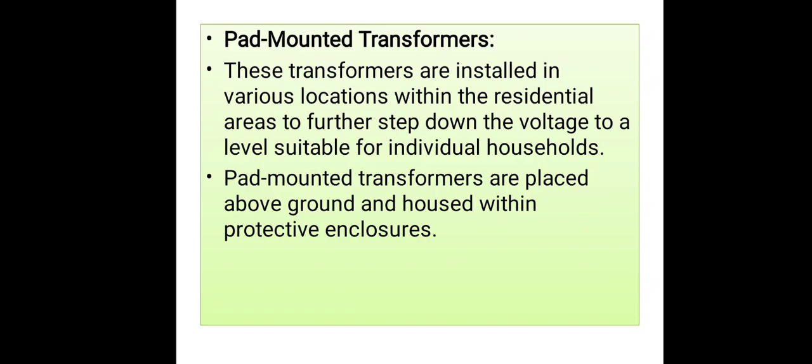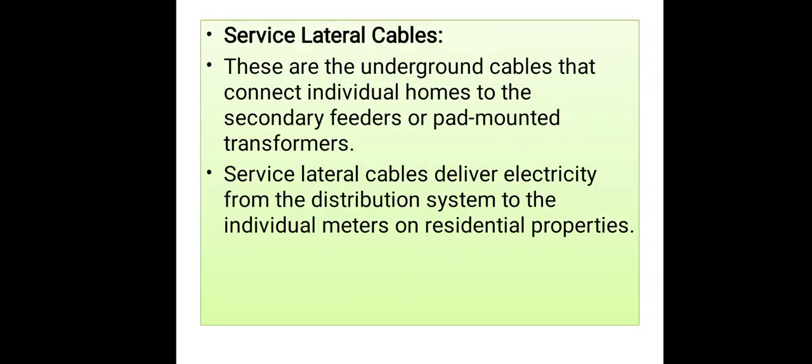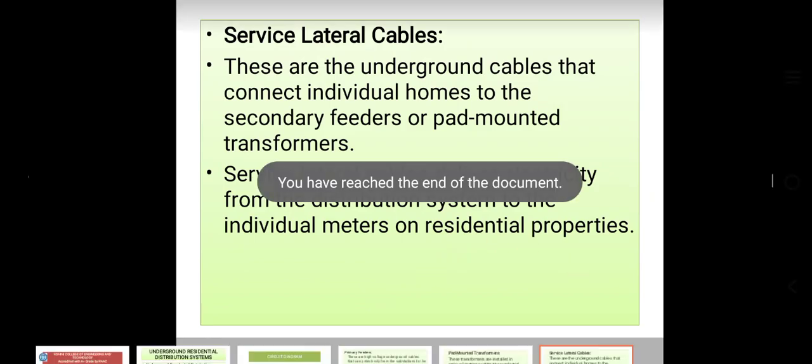Next, the pad mount transformer is placed above the ground near the house within a protective enclosure. The service lateral cable is an underground cable connecting the individual house to the secondary feeder and pad mount transformer. The service lateral cable delivers the electricity from the distribution system to the individual meters of the residential property.